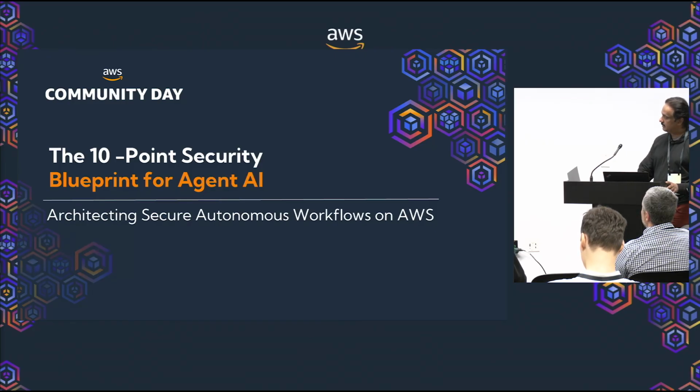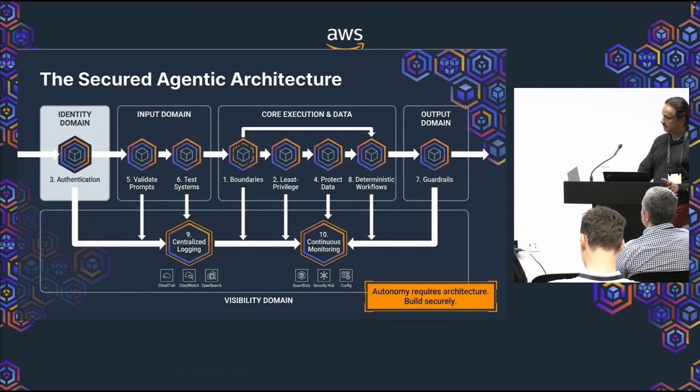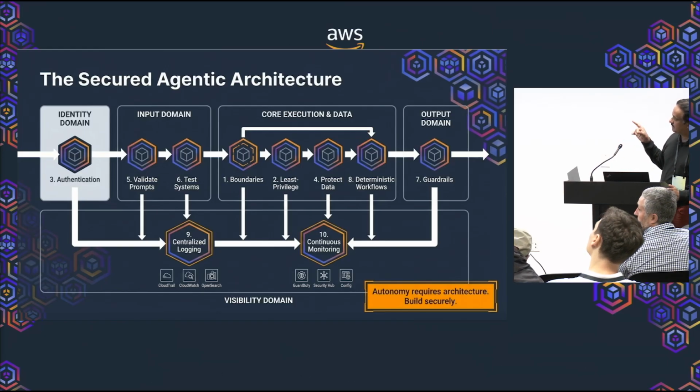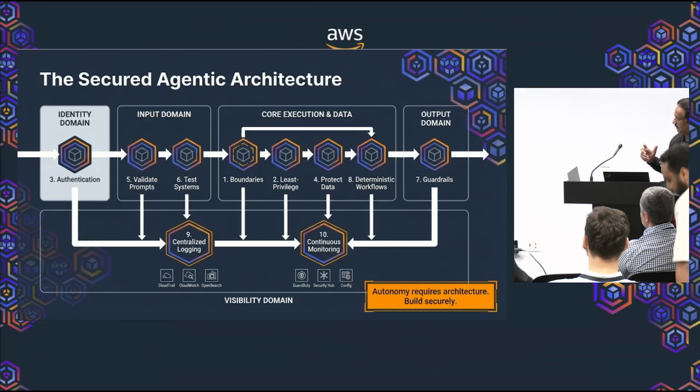Here are 10 points on how to approach overall security for agentic AI. The first thing is setting up the boundaries, setting up least privileges. The third one is authentication, of course, who can access what. And the fourth thing is protecting your data on what agentic AI accesses and presents to users.